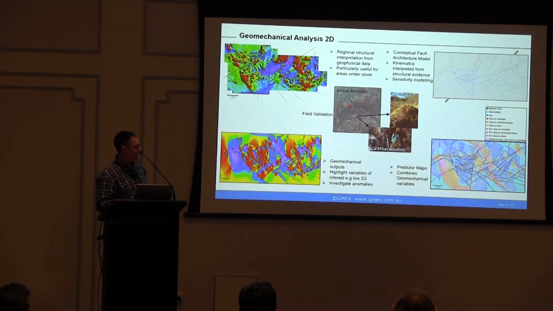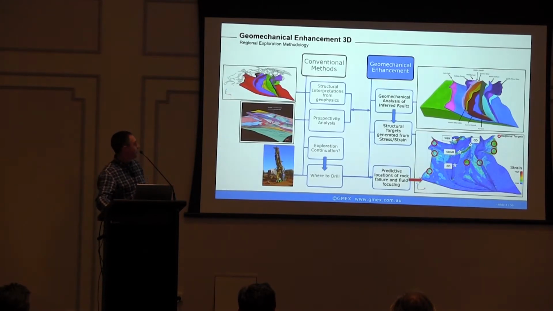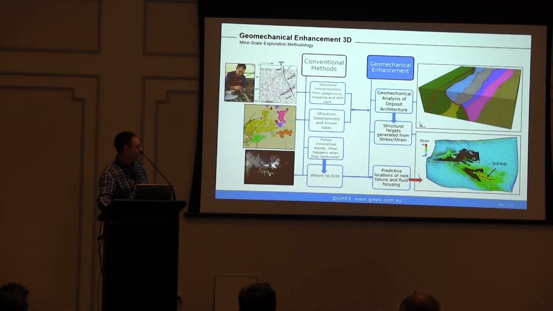And what we've done is develop what we call a predictor map. So you get to see what areas of the crust are more likely to deform in certain styles. And from that, you can use field validation to go out and actually look at these anomalies in the field. And we can do this in 3D as well, slightly different process. Essentially the same ideas. You're basically looking at structural interpretations from your geophysical and drilling data, build the 3D model, and again look at how the stress and strain localization is generated during the model.